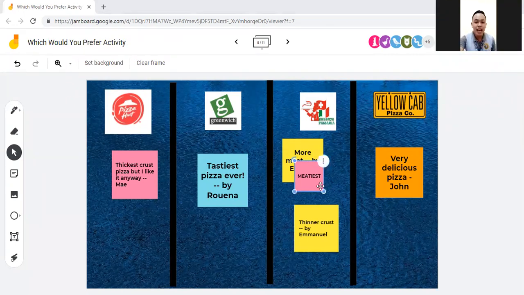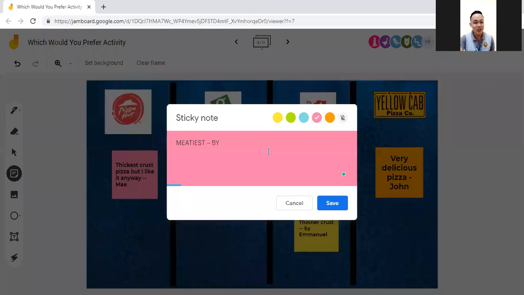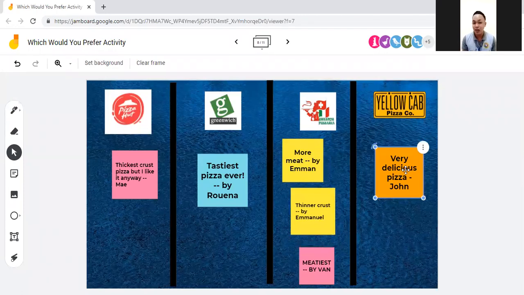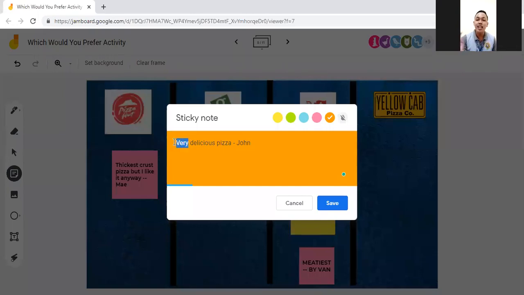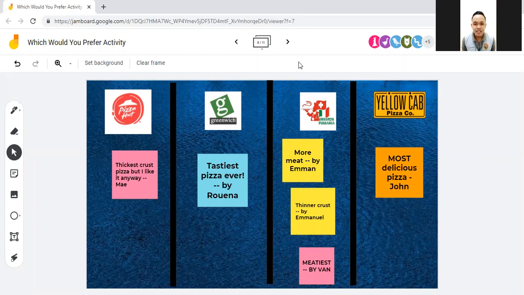But we also have the Yellow Cab. Okay. And it's my choice that I think the Yellow Cab is the most delicious pizza that I ever tasted. So well, we have different choices, guys, and I respect your choices because that is our freedom. We have the freedom to choose. Well, anyway, guys, let's proceed to another. I guess somebody's talking. Somebody wants to share their answer. Okay, so now let's proceed to the next slide.